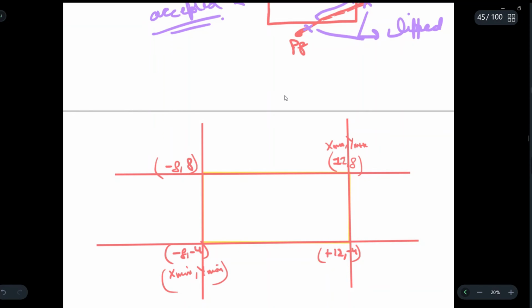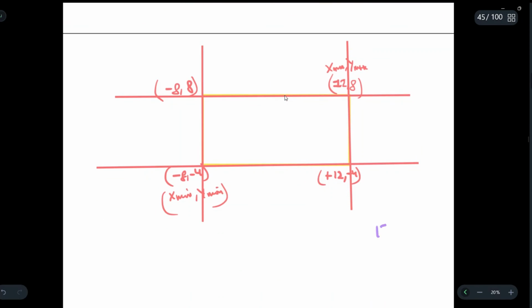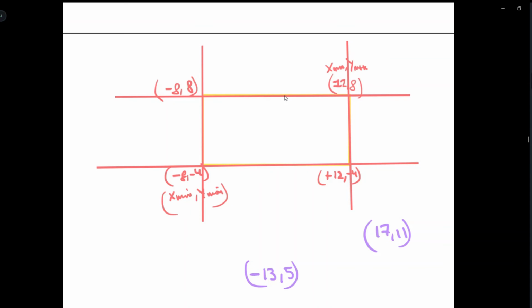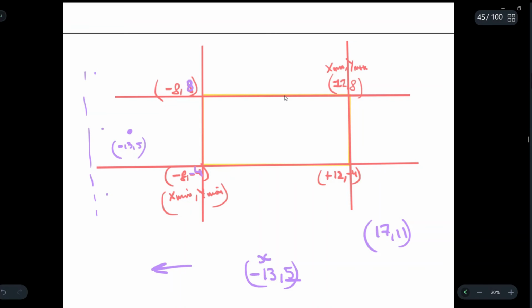Now suppose that we are given a point, say 17, 11, and we are given another point that is -13, 5. As we can see, for -13, 5, the x-coordinate will lie on the left hand side. So this portion will lie on this side. Whether it will lie in this quadrant or this quadrant will be decided by the y-coordinate. Over here we have 8, and 5 is less than 8, but 5 is greater than -4. So our point will lie over here. That is, -13, 5 will lie in this quadrant.